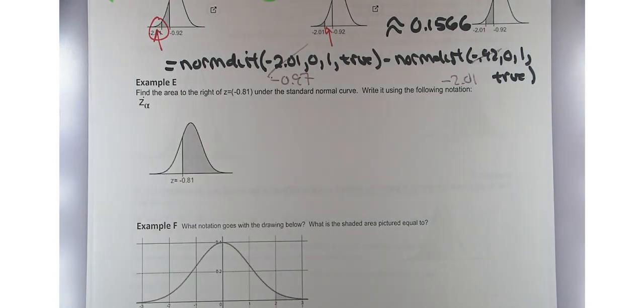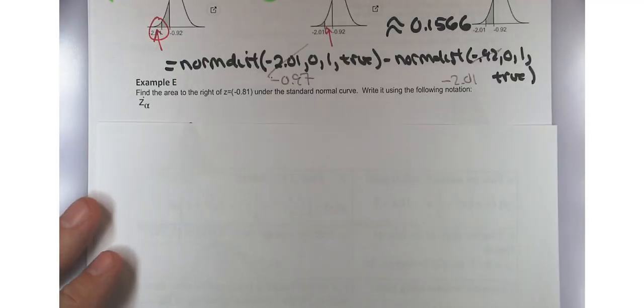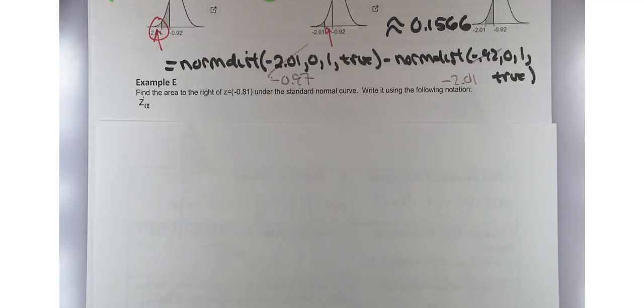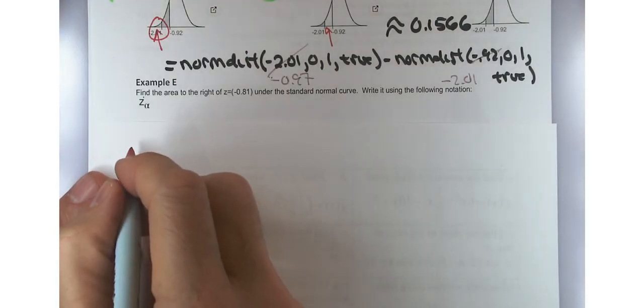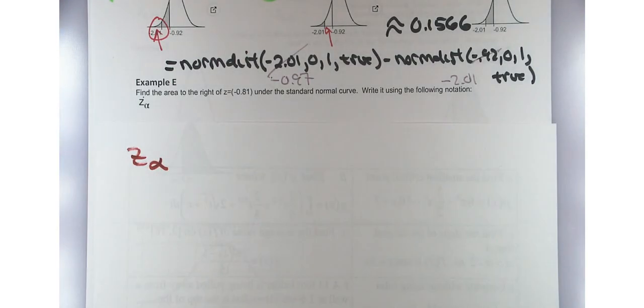Now, this notation is notation that's going to follow us for the rest of the course, and that is Z sub alpha. We're going to see it with T values, with chi-square values. They're always going to have the same kind of meaning. So Z sub alpha. Let me draw this for you.